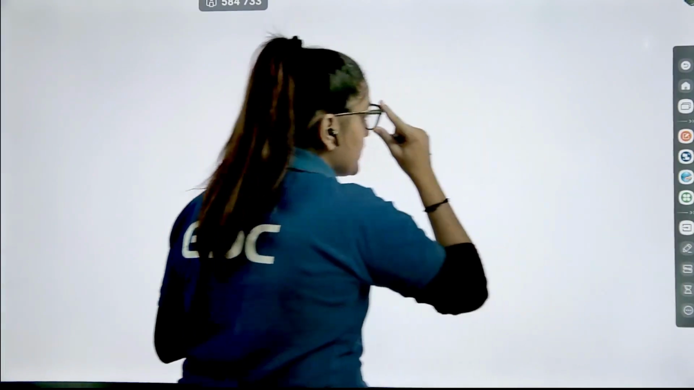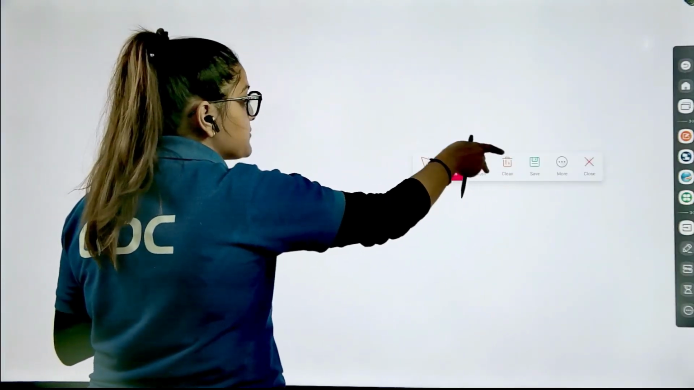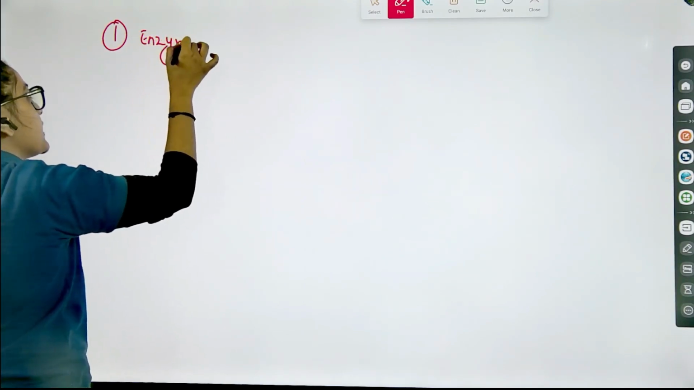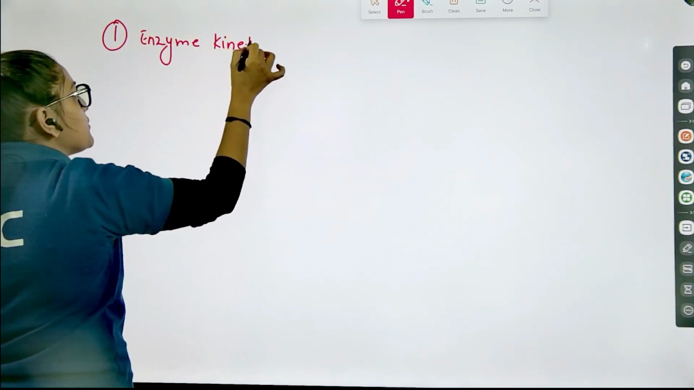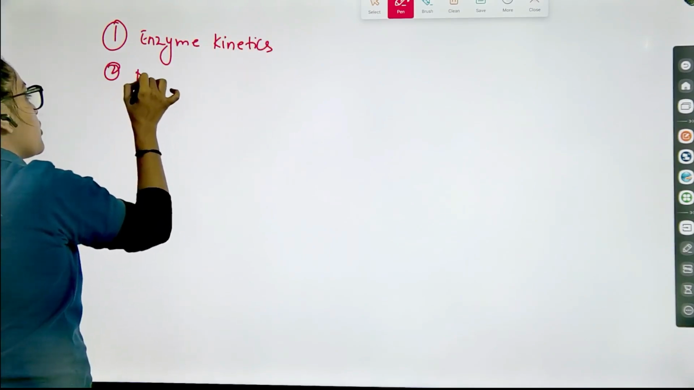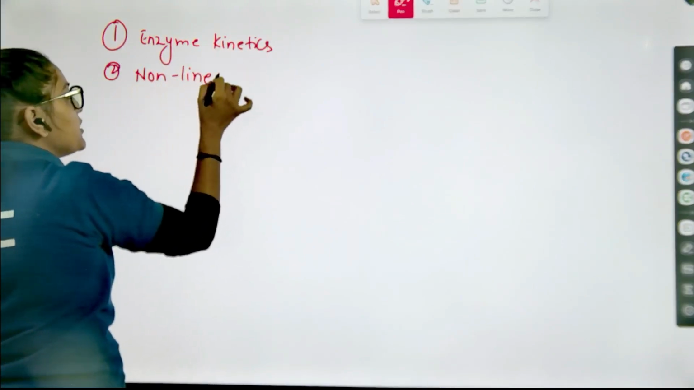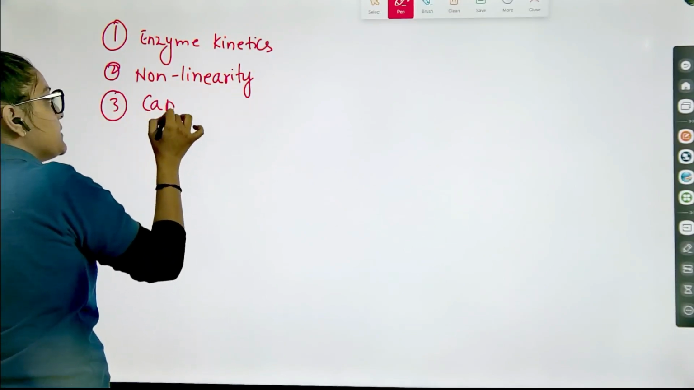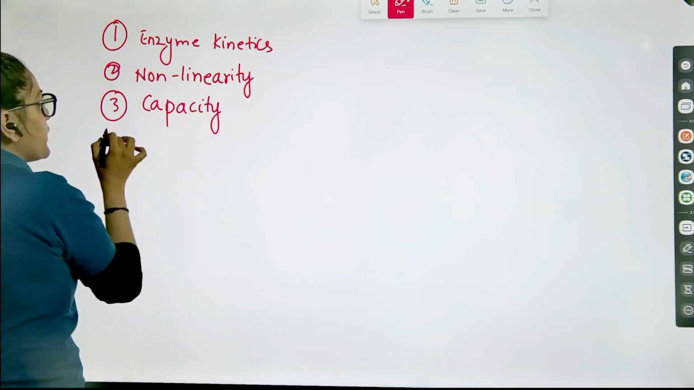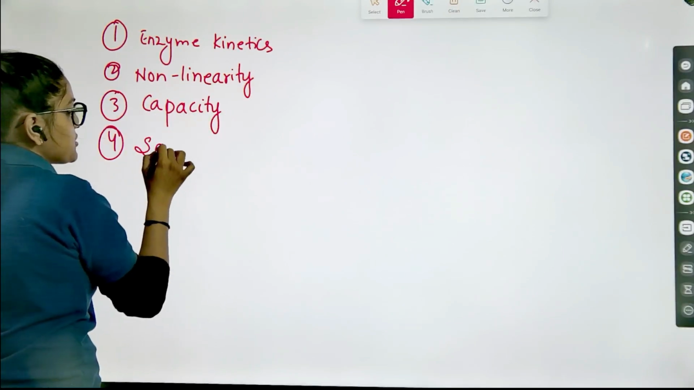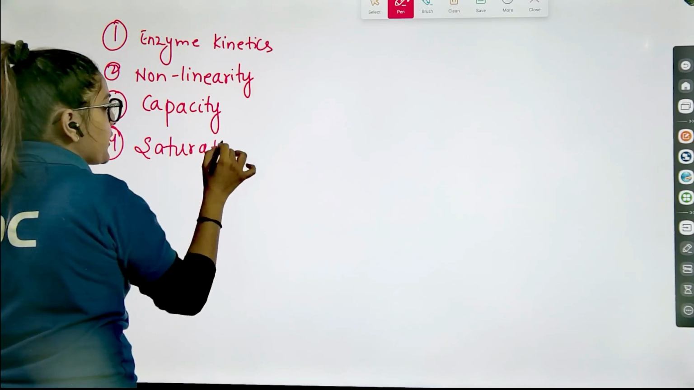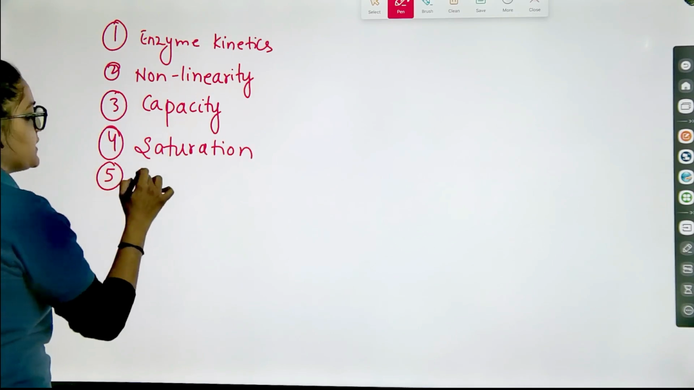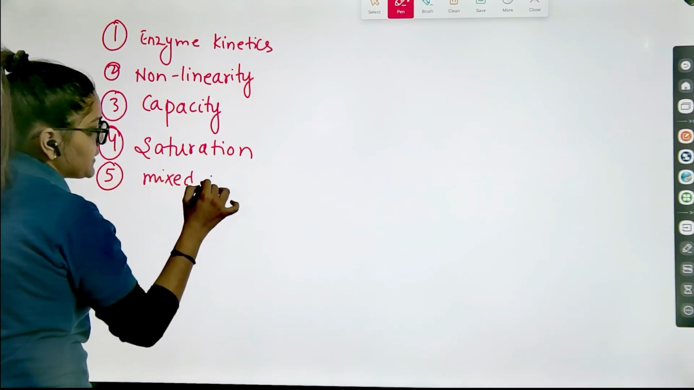The Michaelis-Menten equation gives certain assumptions which I am just going to tell you. Number one, it allows us to explain the enzyme kinetics. Now it is going to justify this non-linearity condition. You already know why this non-linearity condition is there. Third, because it is a capacity limited process, it is going to have saturation at a certain point. Fifth, I have told you that it is going to follow mixed order kinetics.